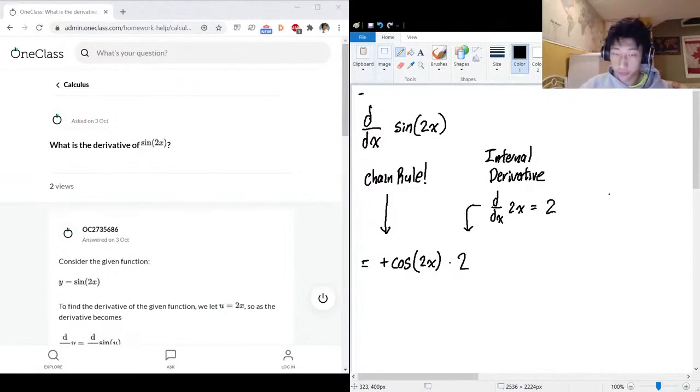That comes from there. So let's rearrange this to make it a little bit more beautiful. This is just to be formal, but we can remove that now, and we can just move the 2 into the front. So we have 2 times cos 2x. That is the derivative of sine 2x, and this is our final answer.